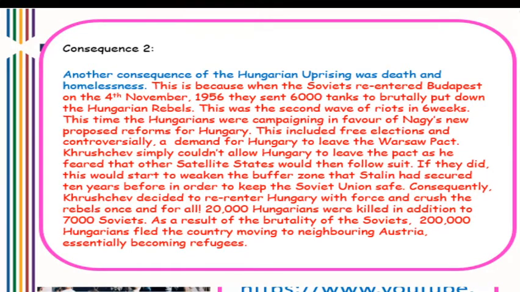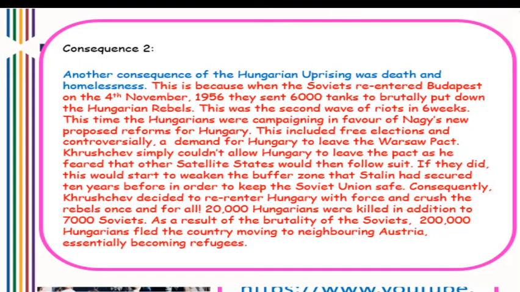This time the Hungarians were campaigning in favour of Nagy's new proposed reforms for Hungary. This included free elections and, controversially, a demand for Hungary to leave the Warsaw Pact. Khrushchev simply couldn't allow Hungary to leave the pact as he feared other satellite states would then follow suit. If they did, this would start to weaken the buffer zone that Stalin had secured 10 years before in order to keep the Soviet Union safe.